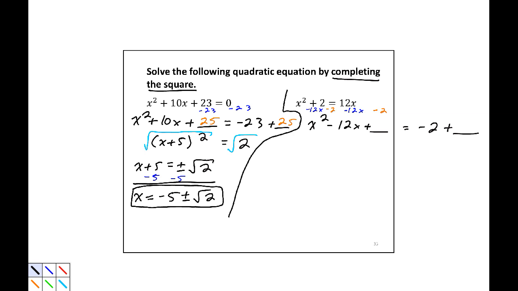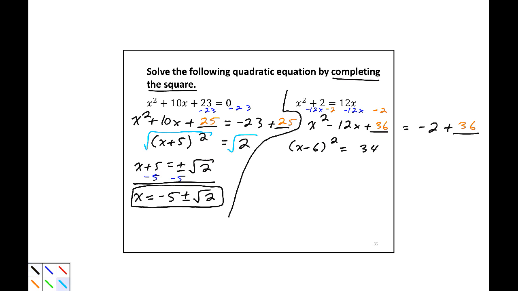Now, determining what would make this a perfect square trinomial, again, we can take negative 12 and divide it by 2. That would be negative 6. Square that, to be positive 36. We're always going to add something to both sides. So plus 36. The left-hand side will factor as x minus 6 squared. Factoring is a very useful concept. And on the right-hand side, we have 34.